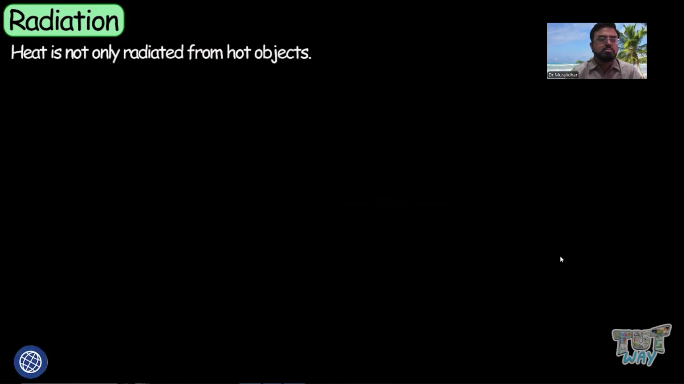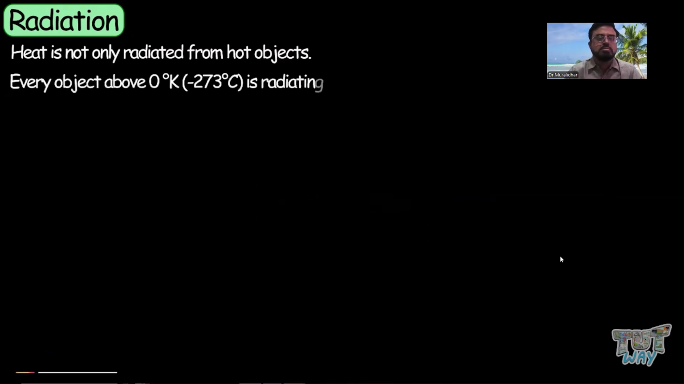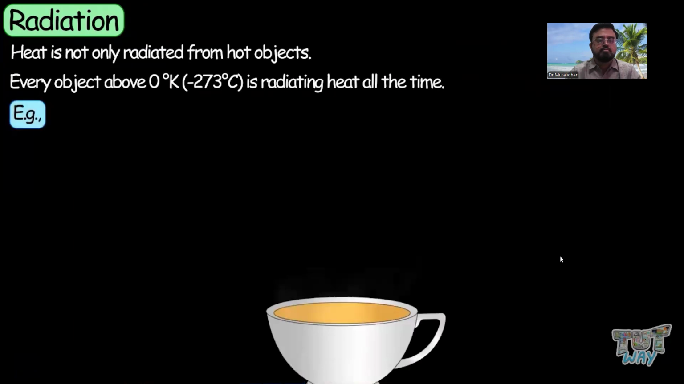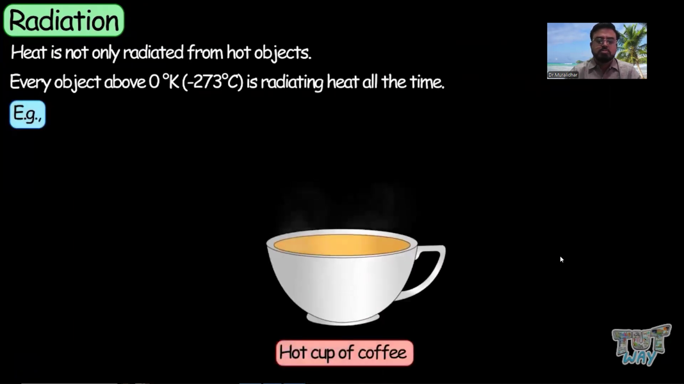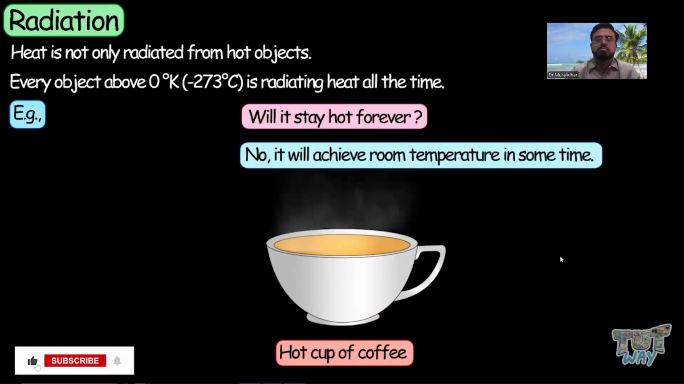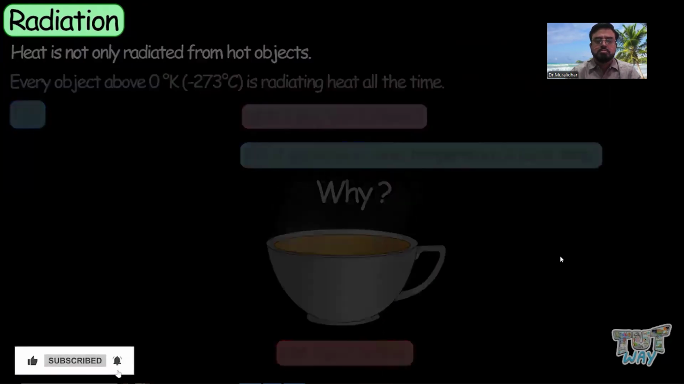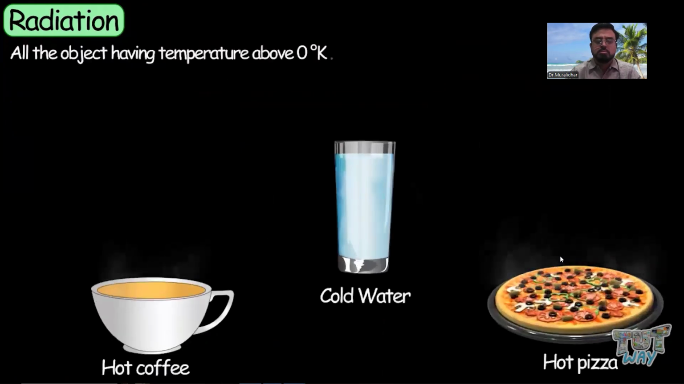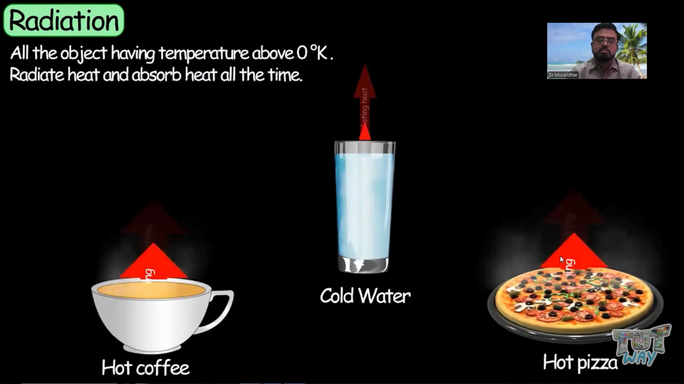Heat is not only radiated from hot objects. Every object above 0 degrees Kelvin or negative 273 degrees Celsius is radiating heat all the time. Yes, every object. Let's have an example. This is a hot cup of coffee. Will it stay hot forever? No, it will achieve room temperature in some time. Why? Let's learn. All the objects that have a temperature above 0 degrees Kelvin radiate heat and also absorb heat all the time.